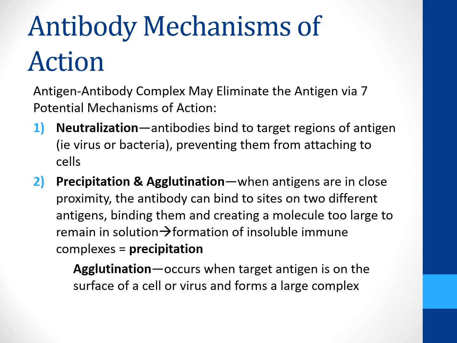So basically, the antibodies can grab onto sites on multiple different antigens, creating a molecule that's too large to remain in solution. So you get this big insoluble molecule that precipitates out. Remember when we were looking at the blood typing, there was agglutination with anti-A antibodies. When you put them in with type A blood, the red blood cells would all clump together. So that's what agglutination is.